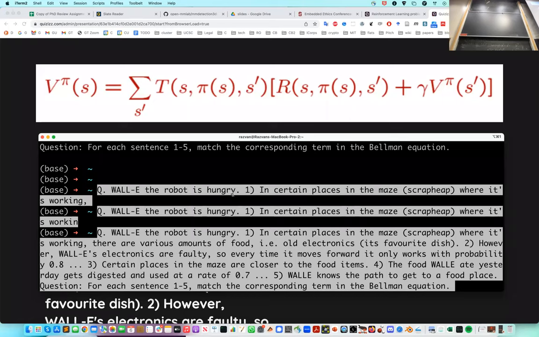Three, certain places in the maze are closer to the food items. What does that refer to? V or gamma? V, yeah, that's the value function. Yes, that's the value of the states. It's how valuable it is to be in that state, because that place is closer to the food items. This is this V here, V pi of S. That's what it is. I hear some O's, so I'm happy. So it's making more sense.